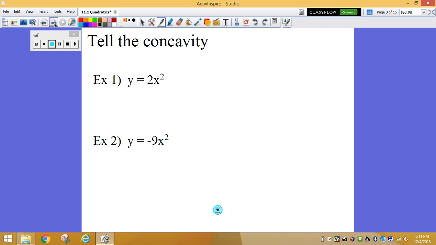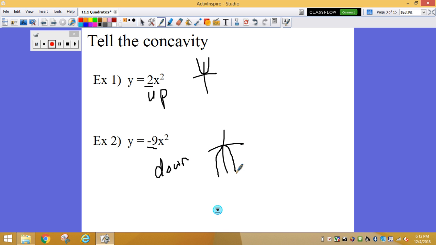So let's look at the concavity. A right here is positive. That means it's concave up. That means if we graph this, it's going to look like this. Here, example 2, A is negative. That means it's concave down. So if I was going to graph this, it would look like this. Okay? So hopefully you understand the difference between concave up and concave down.